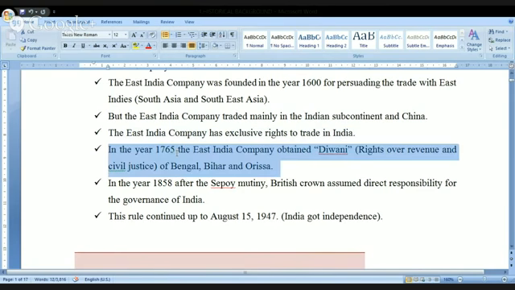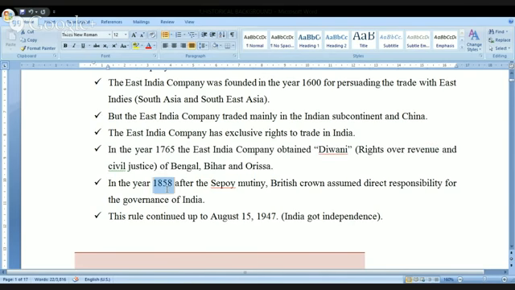Over a long period of time, see here, that started in the year 1600, in the year 1765, the East India Company obtained Diwani. Diwani is nothing but rights over revenue and civil justice. And they got it in the areas called Bengal, Bihar, and Orissa. Is it okay? So that was the beginning.